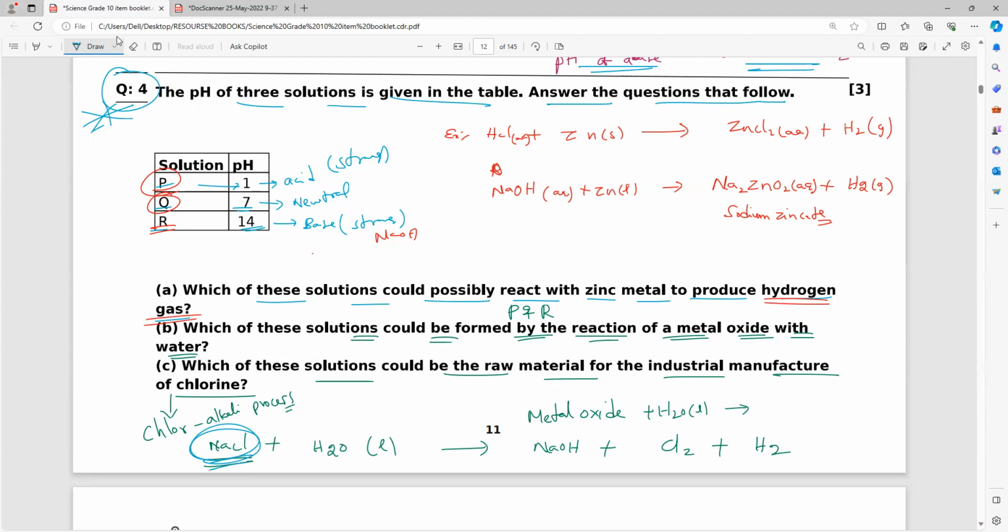Sodium chloride. What is the pH value of sodium chloride? Anybody? Salt, 7. Salt means what?